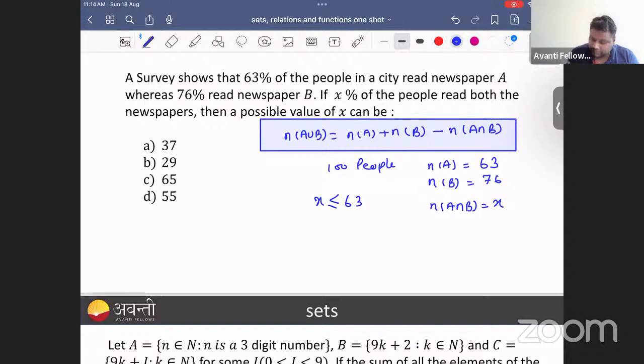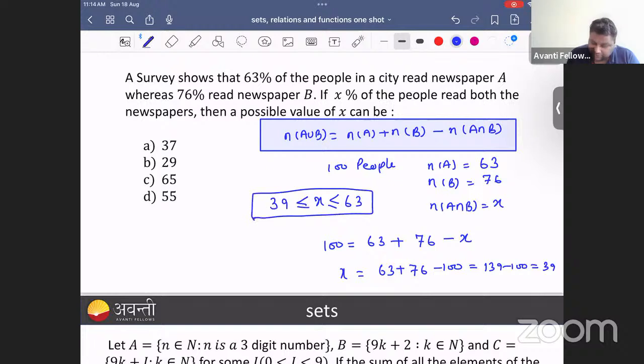Now, if total 100 people, number of people reading newspaper A 63, number of people reading newspaper B is 76 minus A intersection B. From this, X came what? 63 plus 76 minus 100. That is 139 minus 100. That is 39. So that means X has to be more than or equal to 39. This is the range of the values of X.